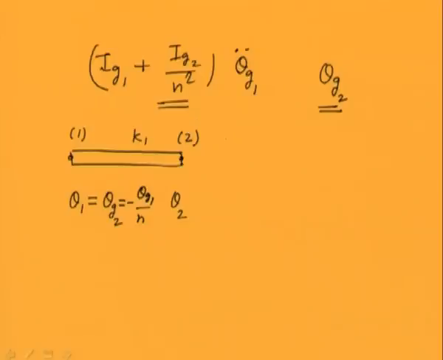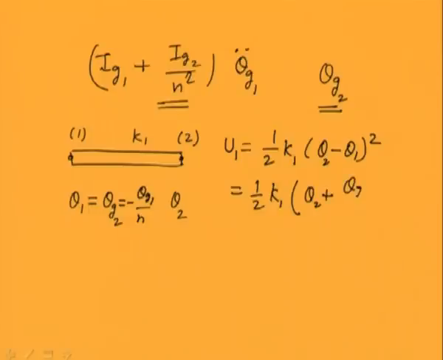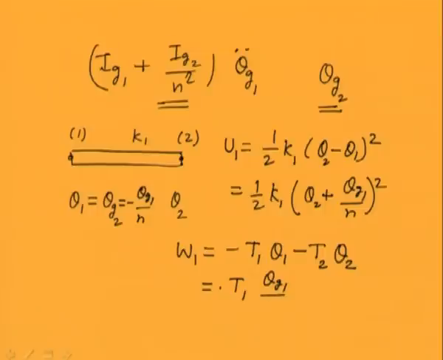Now let us write the strain energy, that will be K1 times theta 2 minus theta 1 whole square. This is the relative twist between the two ends of the shaft. We can substitute for theta 1, that is theta G1 by n, whole square. Now the work done is given as T1 and T2, the reaction torques at node 1 and 2. Again we can replace theta 1, so we will get theta G1 by n, minus T2 theta 2.